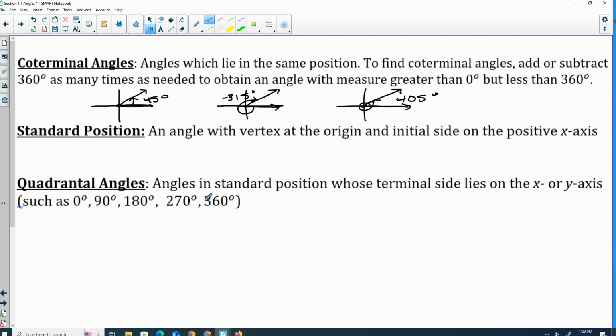And so typically standard position. The final term that you're going to hear is quadrantal. Those are your angles that end on an axis. So 0 degrees would look like this. 90 degrees, your terminal side is on the positive y-axis. 180 would end on the negative x-axis. 270, 360. So if the terminal side is on the x or y-axis, that's called a quadrantal angle.